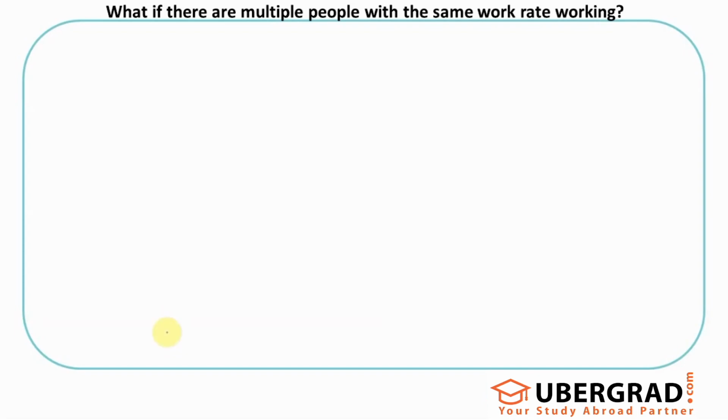What if there are multiple people with the same work rate working? Let's assume there is A, there is B, and there is C. All of them can put 10 bricks per day. What will be their combined work rate? 10 plus 10 plus 10, that is 3 people into 10 per each person, the individual work rate. That's 30 bricks per day.